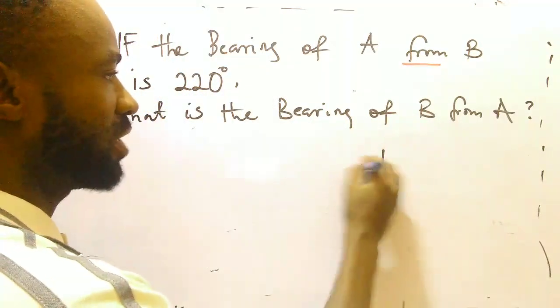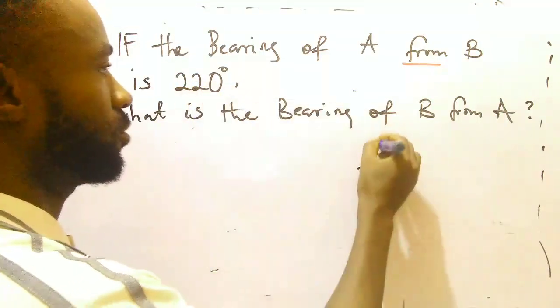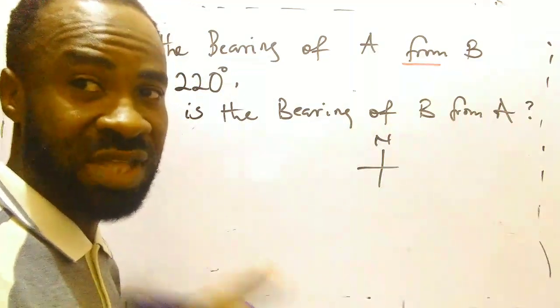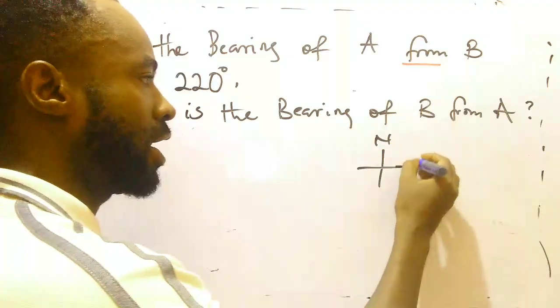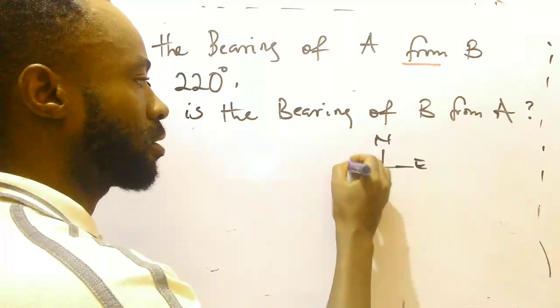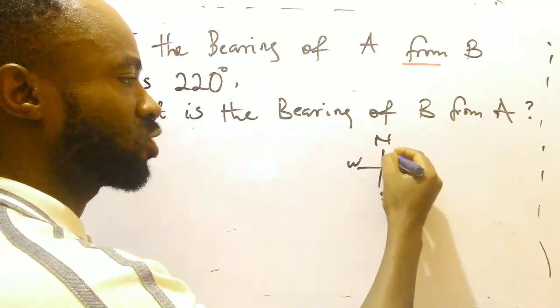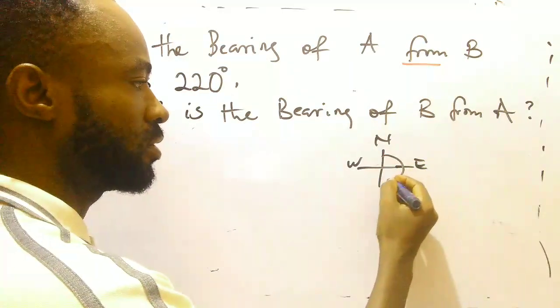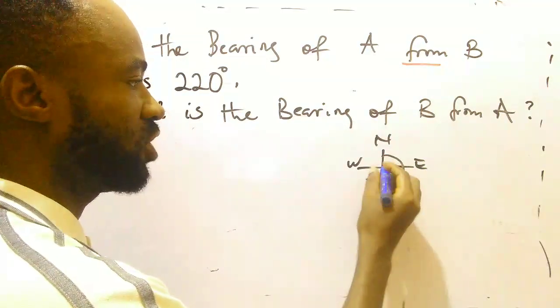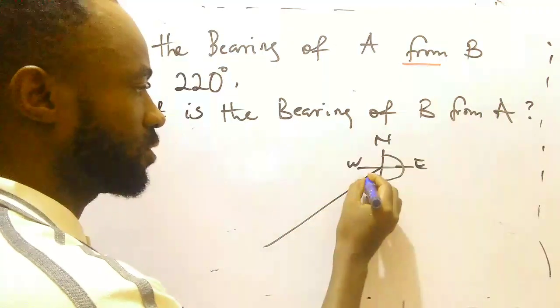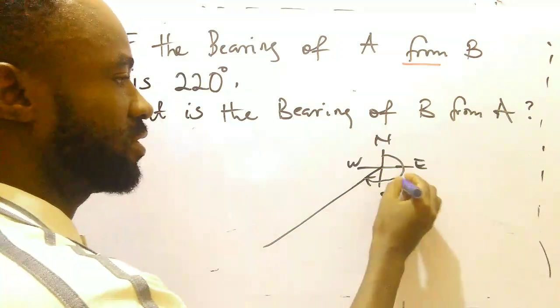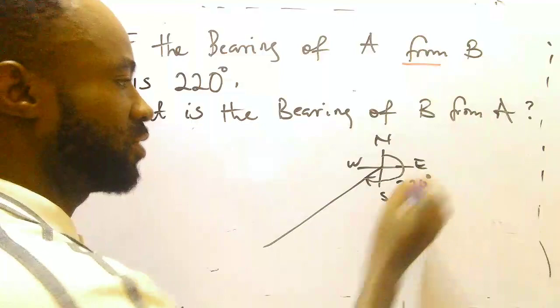As usual, we know that this is a three-figure bearing. So we know that three-figure bearing always starts from the north and it moves in a clockwise direction. So let's go from the north and move clockwise. This is 180, 220 should be somewhere here. So this is 220 degrees.